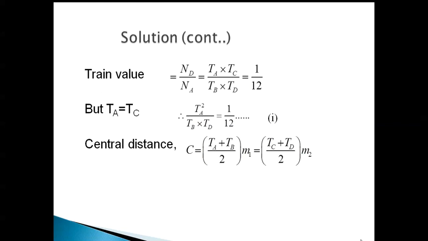That is, center distance in both the pairs is equal. That is, center distance equal to (dA plus dB) by 2 equal to (dC plus dD) by 2. Module equal to d by T. So from that we can take (Ta plus Tb) by 2 into M1 equal to (Tc plus Td) by 2 into M2. So that will be the center distance between the two pairs.